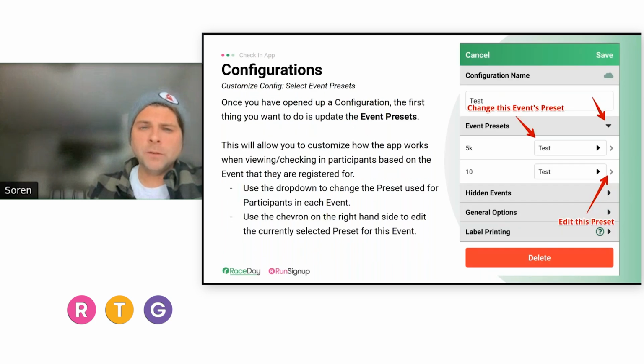So once you've opened a configuration, the first thing that you're going to do is update the event presets. If you're creating a configuration, they're going to show as default. If you create a configuration from a preset, they will all show that preset. So this might not be the desired behavior, but it might be a way to effectively skip a couple clicks. This allows you to customize how the app works for each different scenario.